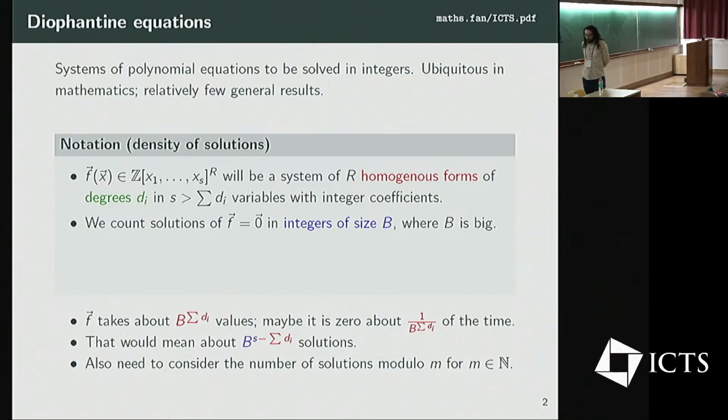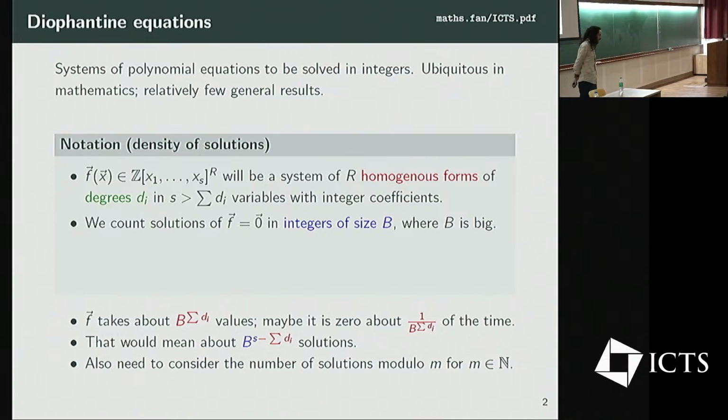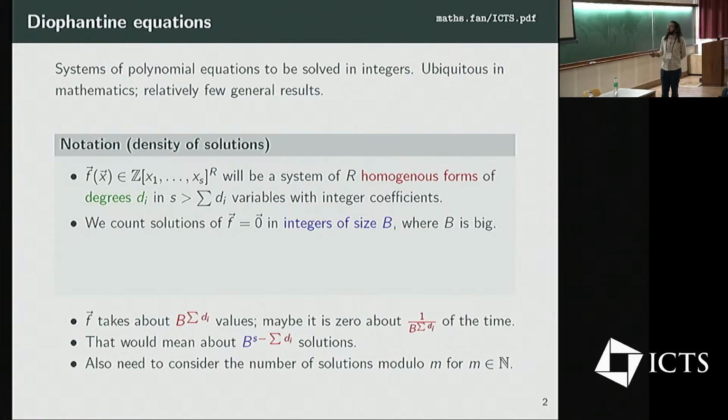Okay, so I'm going to start nice and slowly. This is the setting that we've seen before in several talks this week and last week. We're looking at a system of polynomial equations to be solved in whole numbers. Specifically, I'm going to look at a system of homogeneous equations. There's going to be capital R of them. It's going to be capital R homogeneous forms throughout this talk, and they're going to be in S variables. That also is going to be consistent throughout the talk. So if the number of variables ever appears to be N, that's a typo. The number of variables is always S.